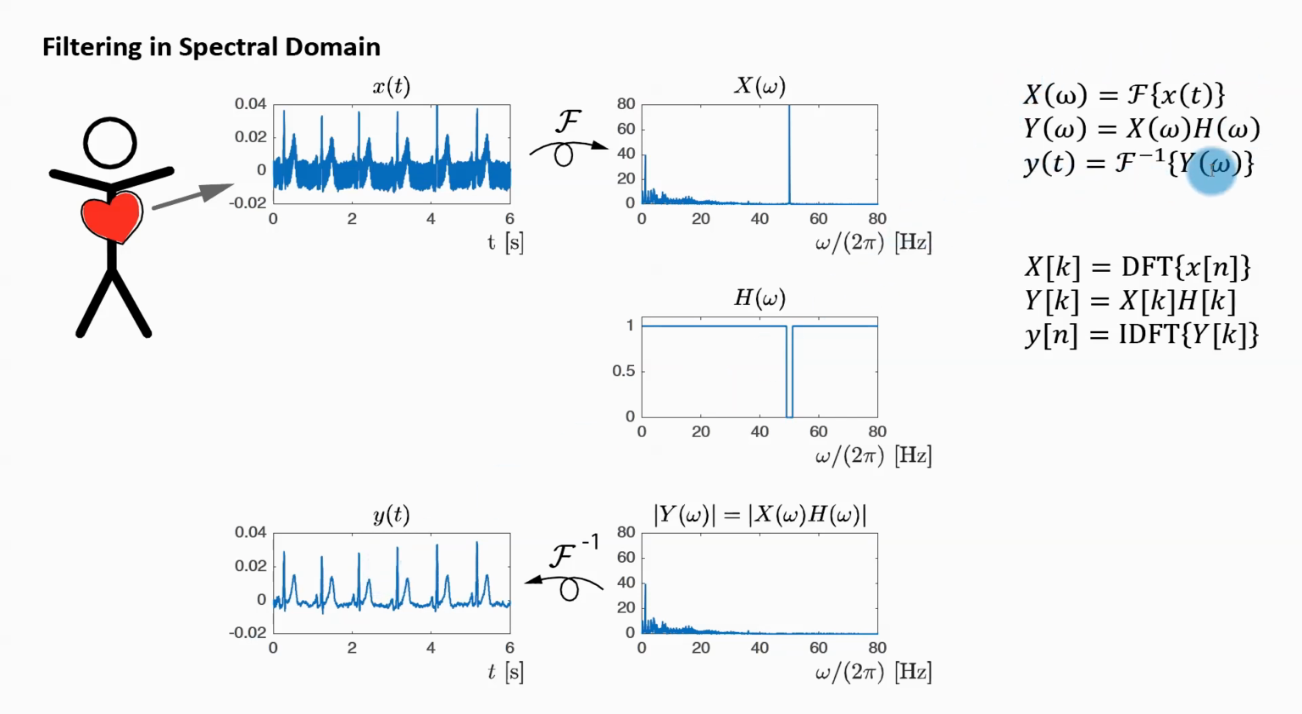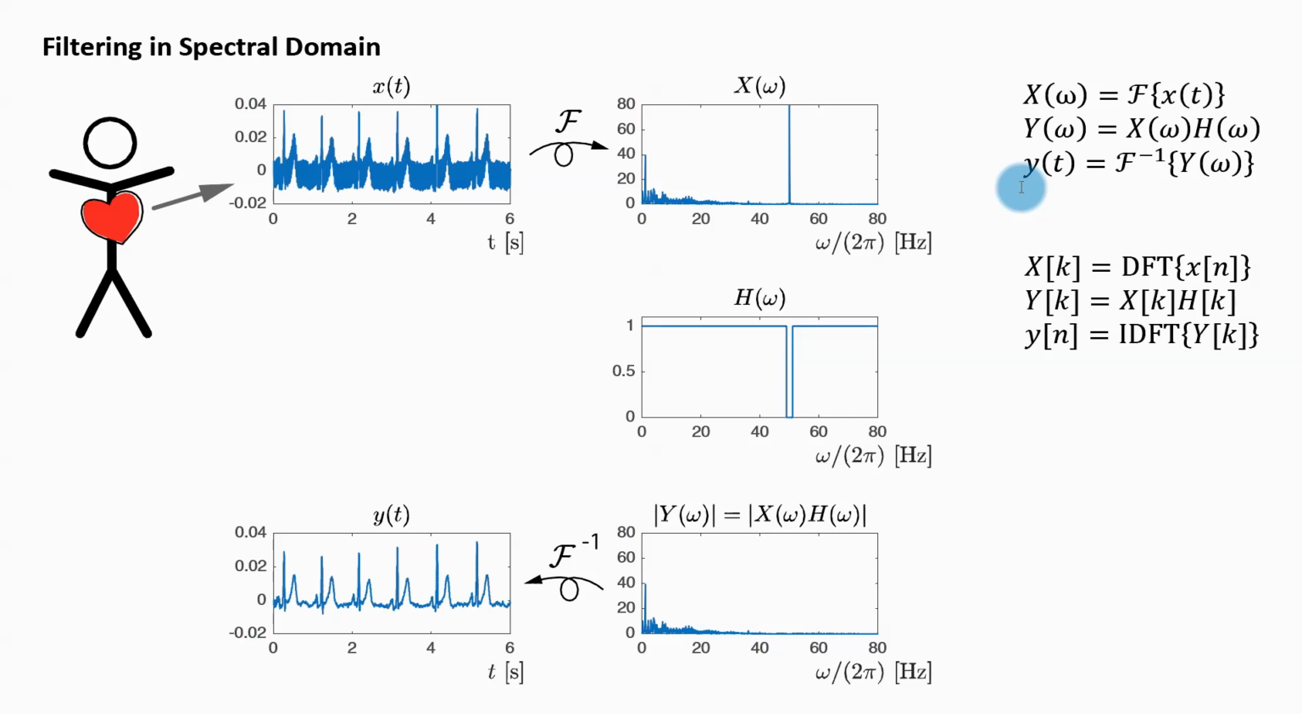This is the entire process written mathematically. So what do I need to do? I take my signal, I compute its Fourier transform, and I will get my spectrum. Then I will multiply my spectrum by this function h of omega, and I will get my altered spectrum. And now I will take that altered spectrum, compute the inverse Fourier transform, and I will go back to the time domain and I will get my altered or filtered signal.